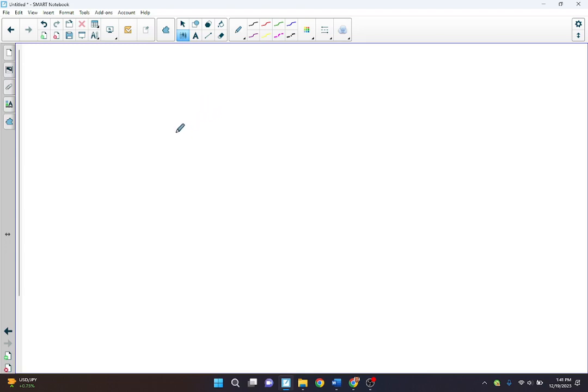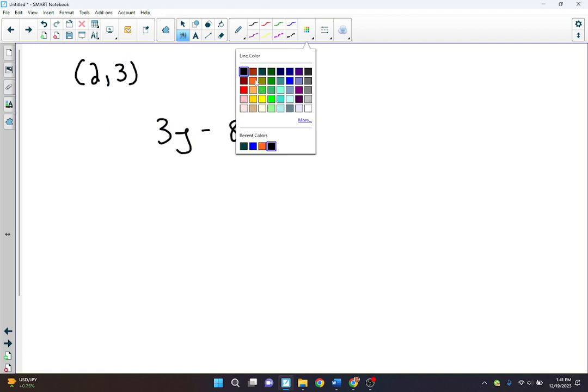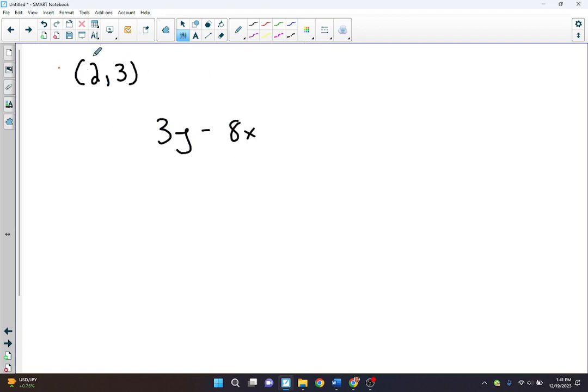The next thing we do is evaluate the expression with the given form. So let's say I say 2 comma 3 and I say 3y minus 8x. What that tells me to do is plug in the points into the right thing. So this is x and this is y. All my y's become 3's and all my x's become 2's in this case. So I'm just replacing it with the proper number.